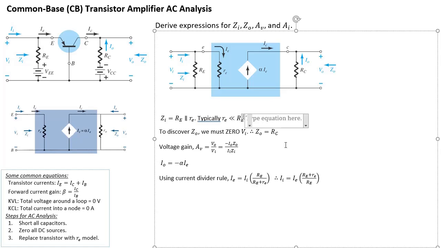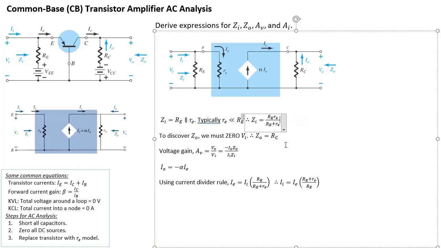So I can say therefore I can simplify ZI a little bit more. Well, first I'm going to expand RE parallel, big RE parallel with little re. So that's basically this times this, all divided by this plus this, right? That's your typical parallel resistance equation.